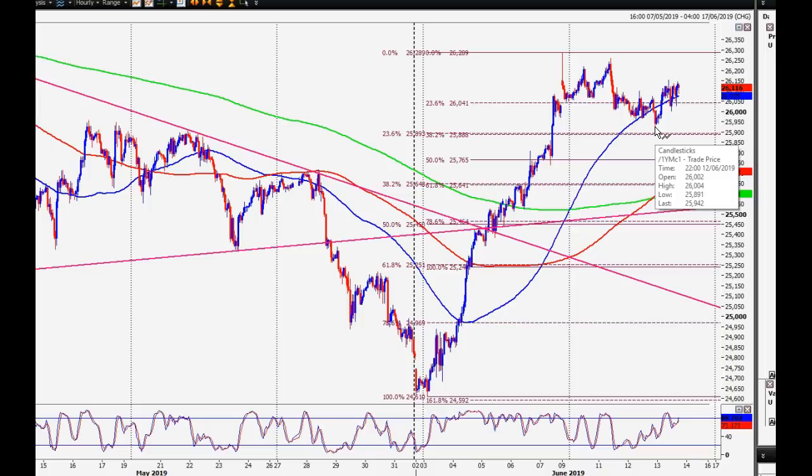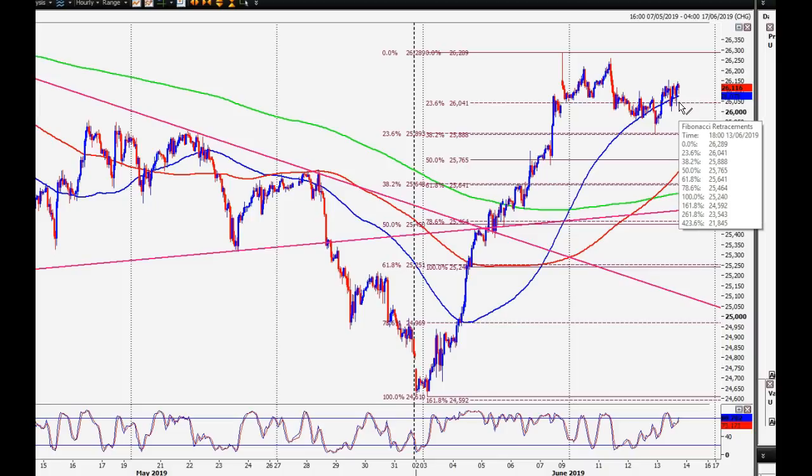25,900, 25,880, a good support level, worked perfectly. If you jumped in there, that was my buying opportunity of the day. Looking good. Now bulls need the market to hold above 26.75, 26.40 for us to head higher.